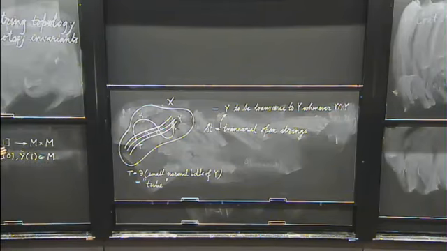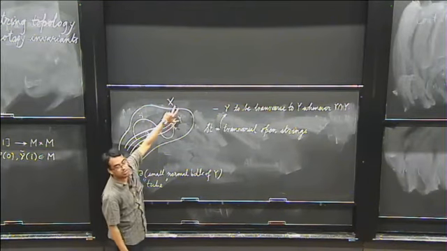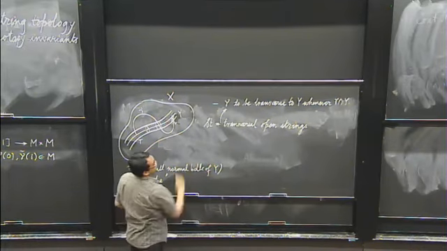Of course, if there is time, we'll apply it to this setting where our y is going to be M as the diagonal inside M cross M, and then we'll recover the usual loop space scenario. Okay. So, what can one do with such strings?